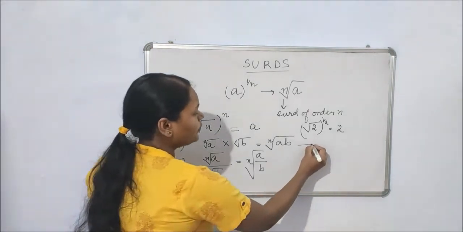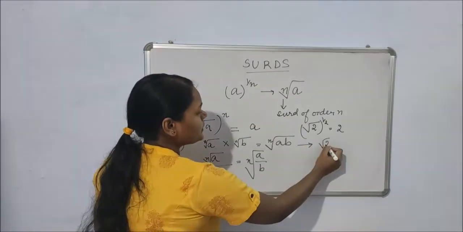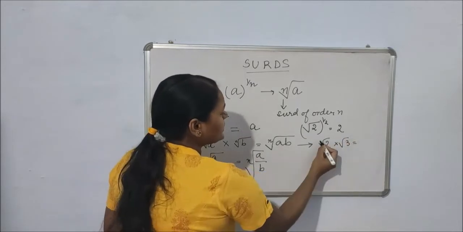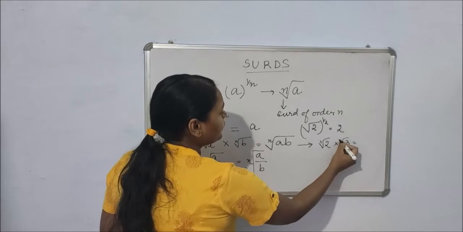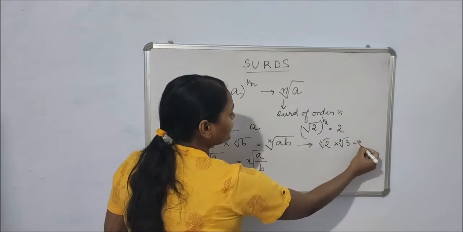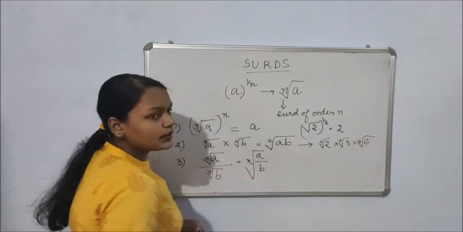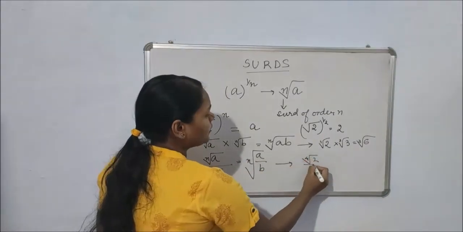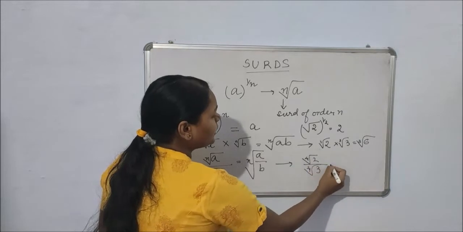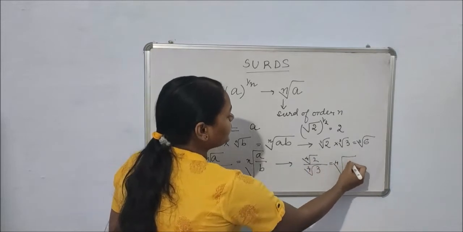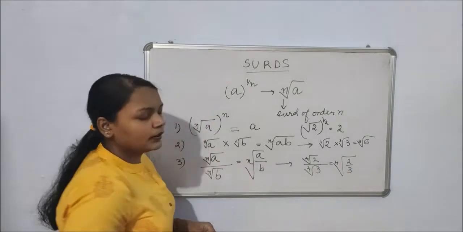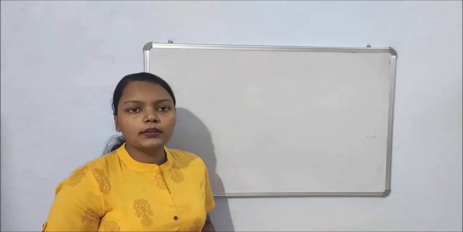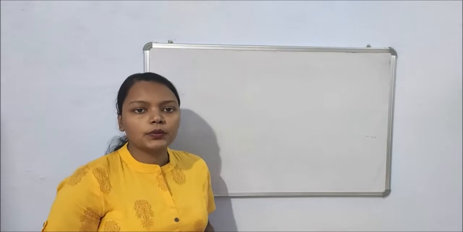Let us see an example for this one. Simplest, root 2 into root 3 gives, or let's take cube root of 2 and cube root of 3, will give me cube root of 2 into 3 which is 6. Same way 4th root of 2 and 4th root of 3 will give me 4th root of 2 into 3. That's the property.